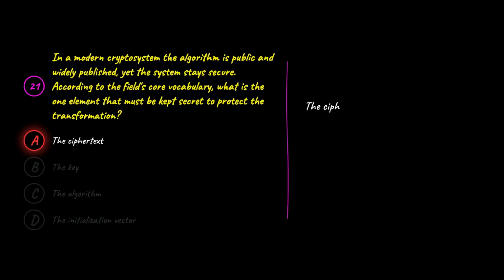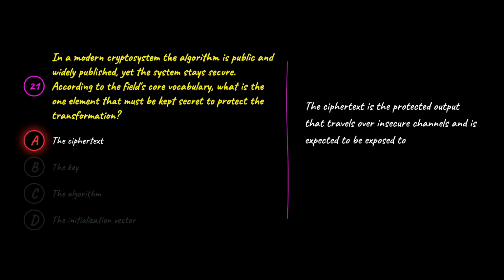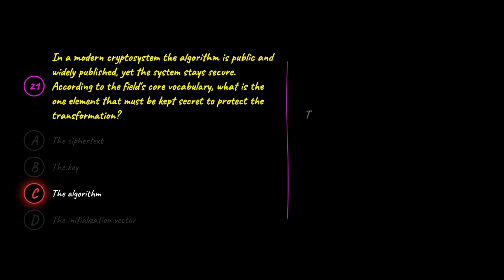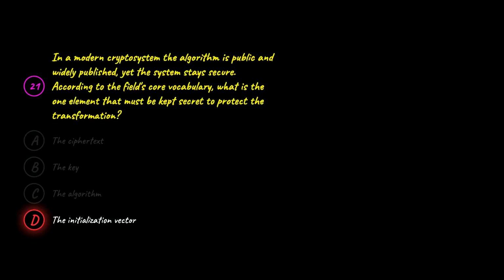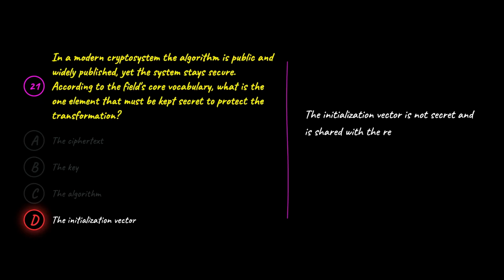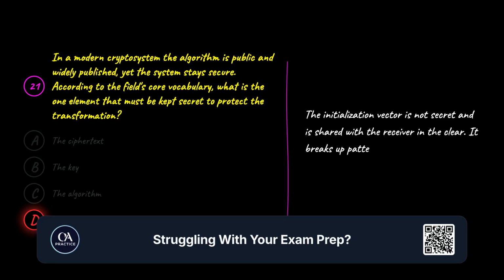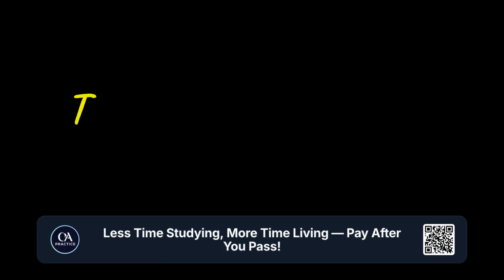A is wrong because the ciphertext is the protected output that travels over insecure channels and is expected to be exposed to attackers. Its exposure is assumed, so it is not the secret that protects the system. C is wrong because the algorithm in modern cryptography is deliberately public, so it can be scrutinized for flaws. Keeping it secret is not what provides security. D is wrong because the initialization vector is not secret and is shared with the receiver in the clear. It breaks up patterns but is not the protected secret of the system.